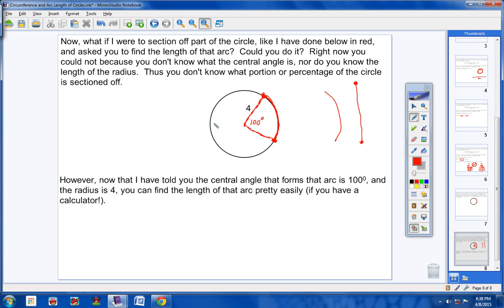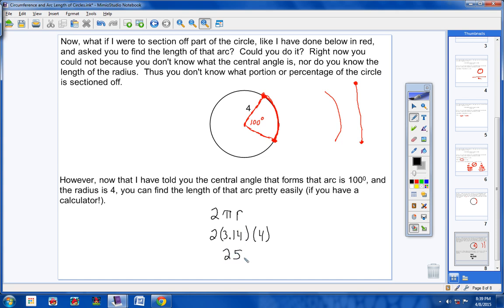So let's think about this for a second, students. First of all, let's go ahead and find the circumference of the whole circle, from here all the way around back to that green dot, okay? Let's find the circumference. So here we go. Circumference is 2 pi r. So 2 times 3.14 times the radius, which is 4. Or you could use pi d, of course, and that would work just fine. So if you take 2 times 3.14 times 4, you will get 25.12.